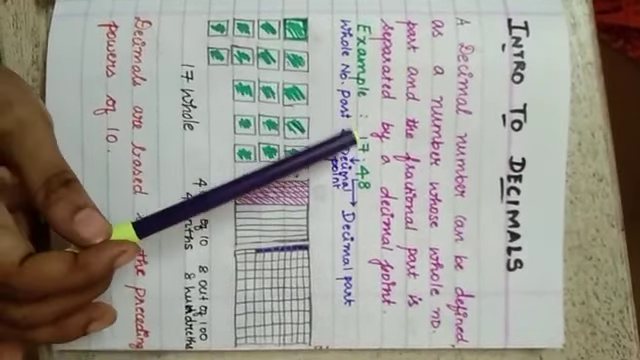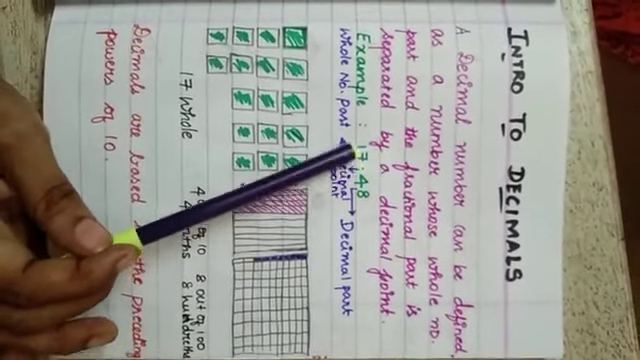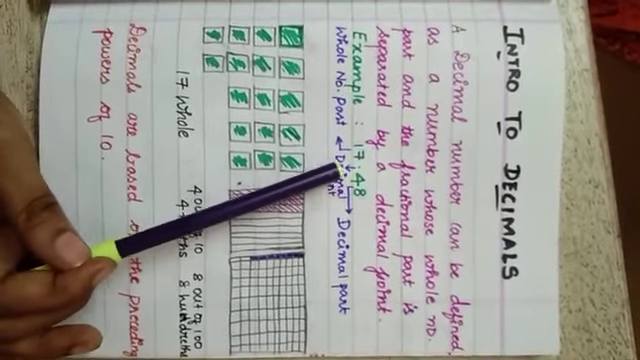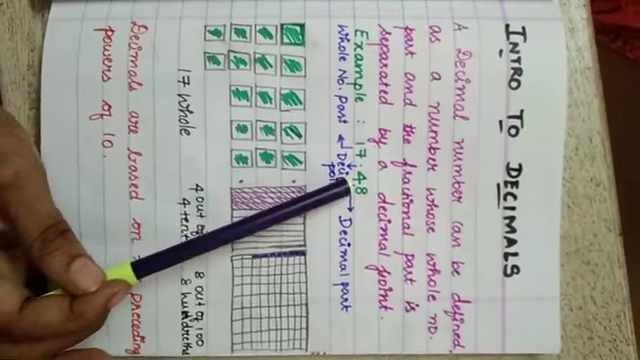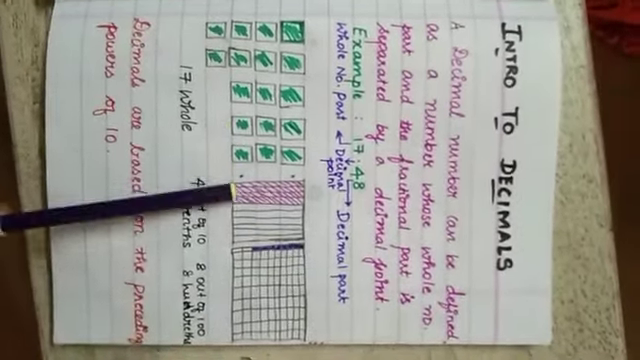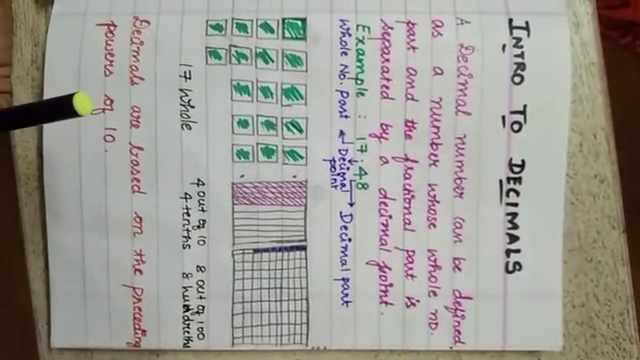For example, you have a number 17.48. The number 17 is your whole number part and you have a decimal point in the middle, and after the decimal point you have two numbers, and that part is called the decimal part. I have given you the pictorial representation of the decimal number 17.48.